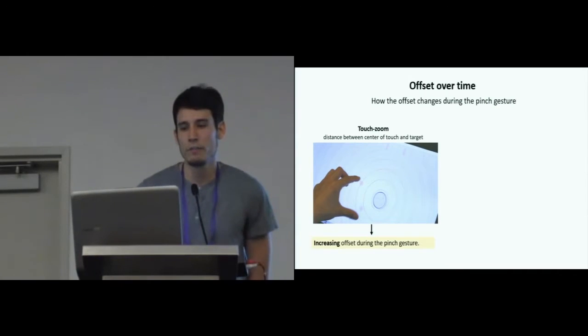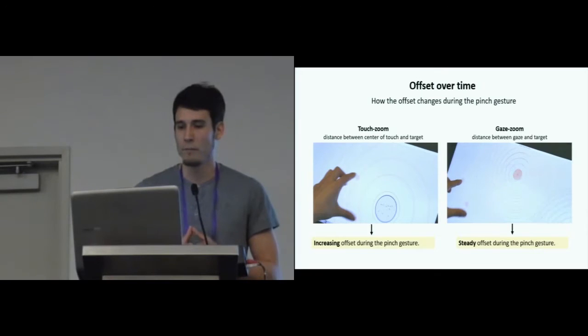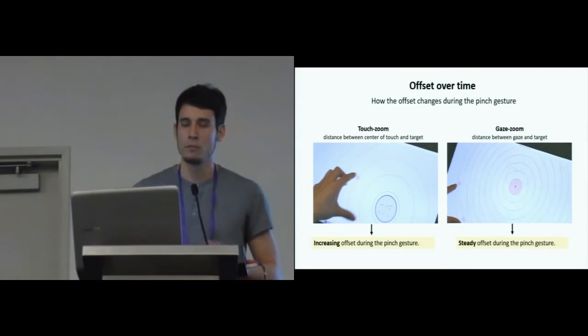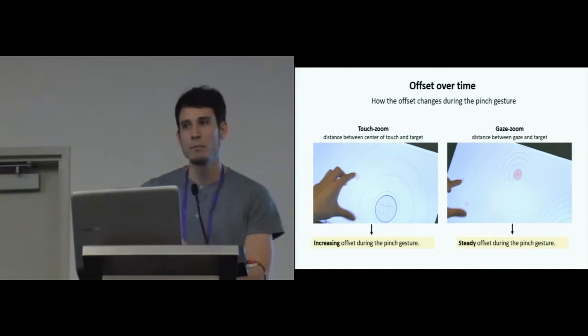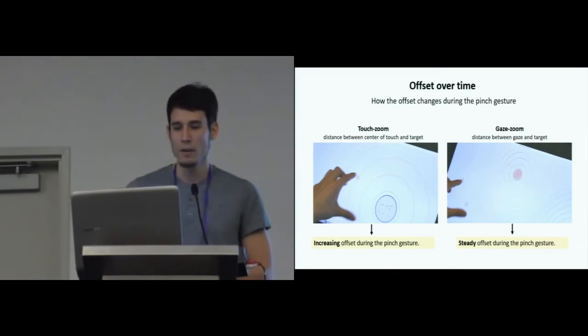And this is totally different with the indirect techniques. So here, the gaze zooming approach, here you can see this little circle that indicates the user's gaze, and it's actually floating around the target. And what happens is that while you're using the technique, during the pinch gesture, you can actually keep looking at the target and more or less refine your zooming target. And this way, you have a steady offset during the pinch gesture instead of an increasing offset as with direct touch.